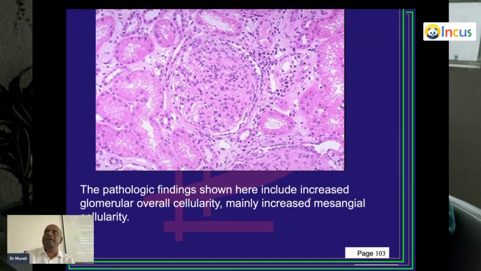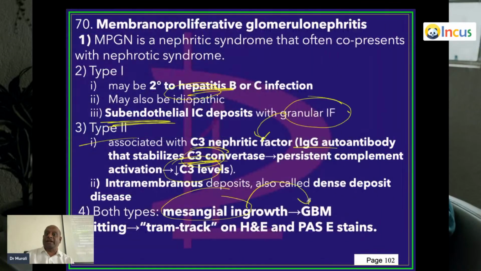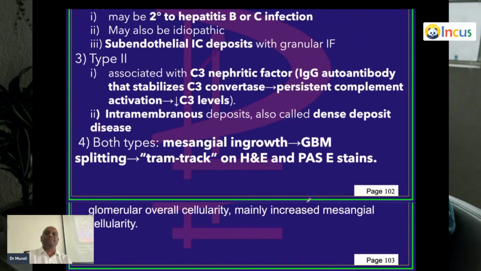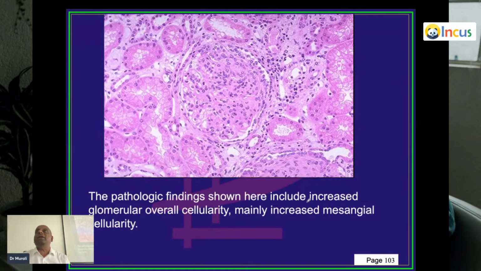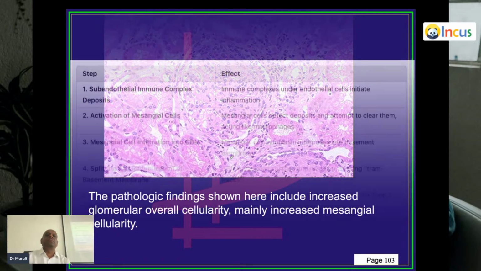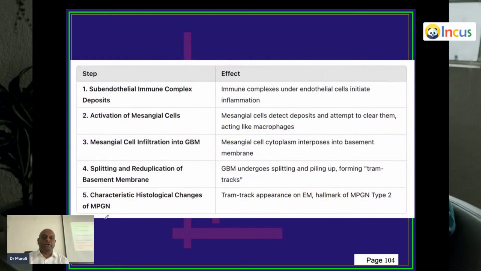What is PAS? Periodic acid Schiff stain. H&E is hematoxylin eosin stain. So what is this called? Increased glomerular cellularity with the proliferation of mesangial cells is what you need to remember.